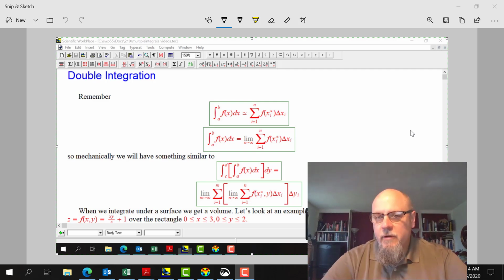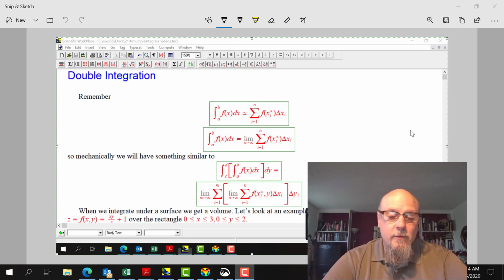So we're going to do double integration. We're going to introduce the idea of double integration. And mechanically, it's not going to be too bad, especially when we go over rectangular regions. But before we jump into that, let's just remind ourselves of how we got to regular integration in single variable calculus.